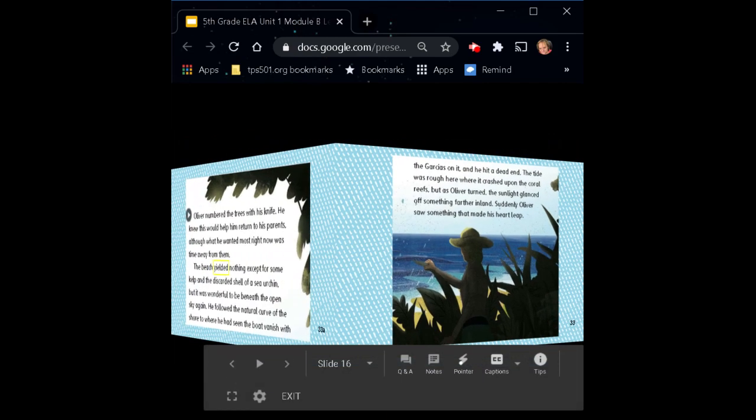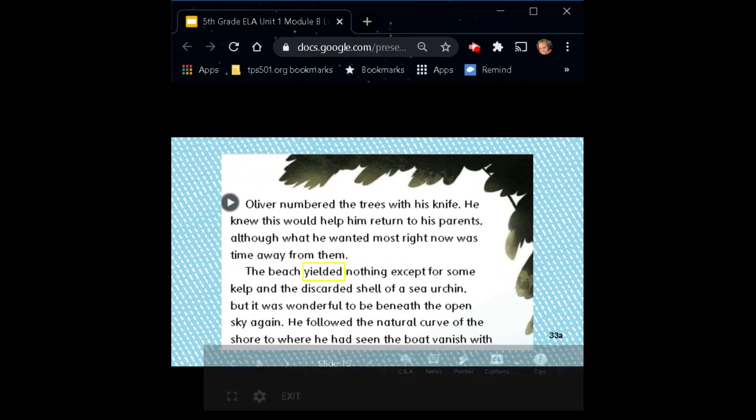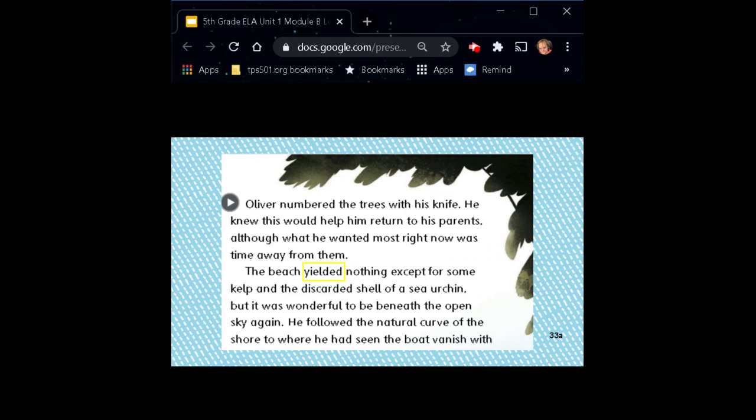I want to go back to this slide for just a minute. Do you remember when we defined yielded? We said it meant to provide or give. So why does the text say the beach yielded nothing except for some kelp and the discarded shell of a sea urchin?